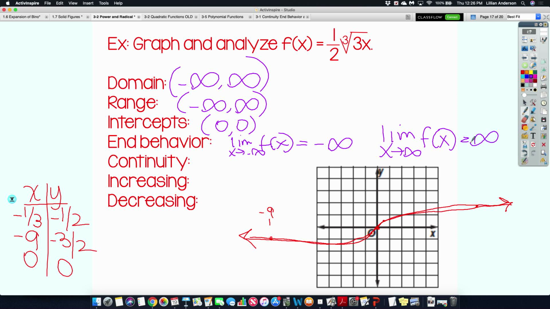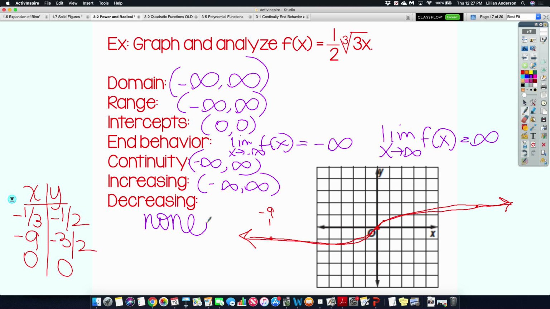Is it continuous? On what interval? No breaks, no stopping point. Is it increasing? On what interval? To positive infinity. Don't let that 0 stop you. Is it decreasing anywhere? And that is how you graph and analyze power and radical functions.